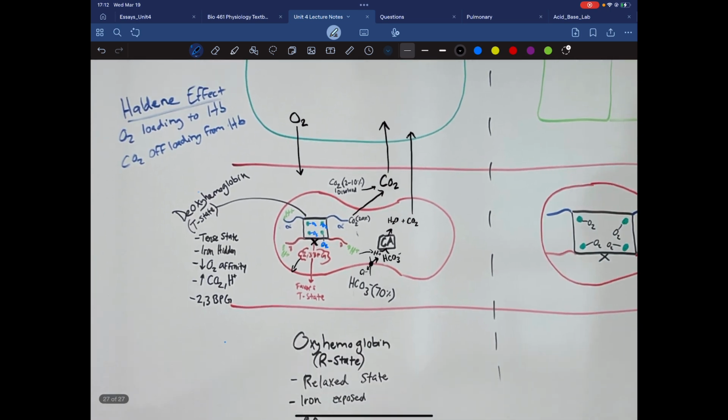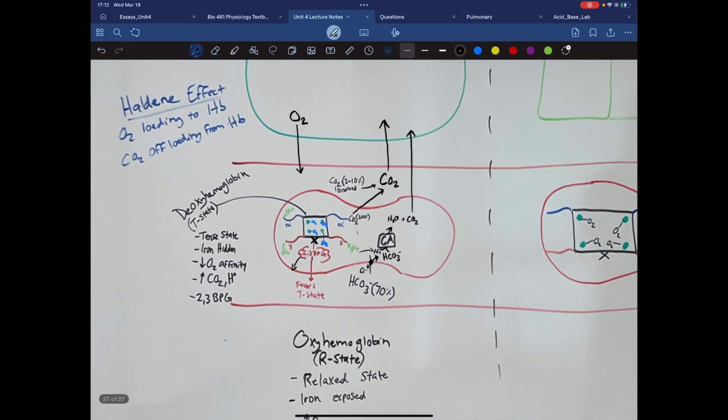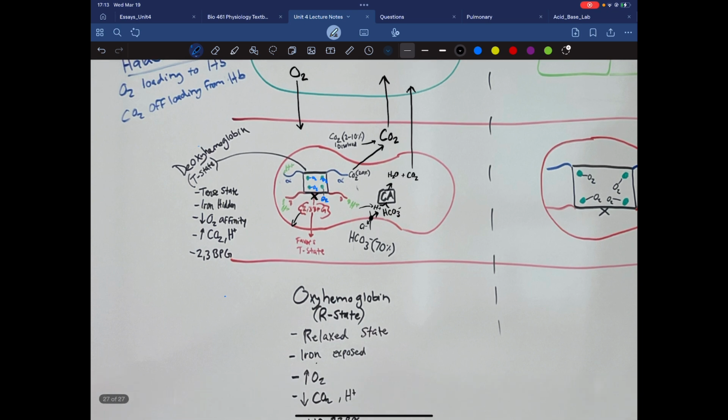That is how it happens. And once this happens, once we have the carbon dioxide leave, and the hydrogens hop off, and this 2,3 BPG hops off, it changes its state into the R state. And the R state is the relaxed state, and that's when the iron can be exposed.